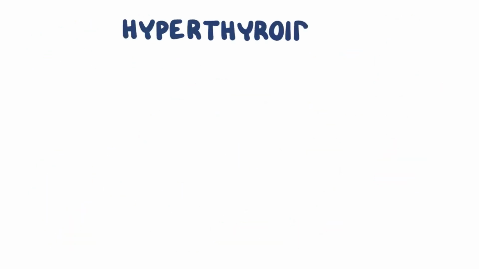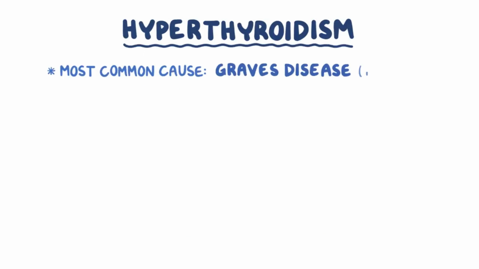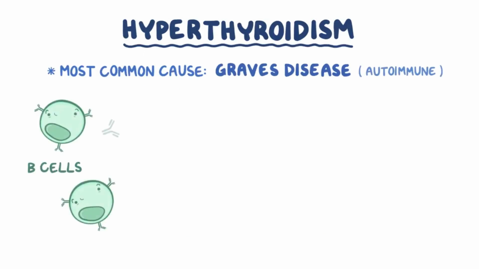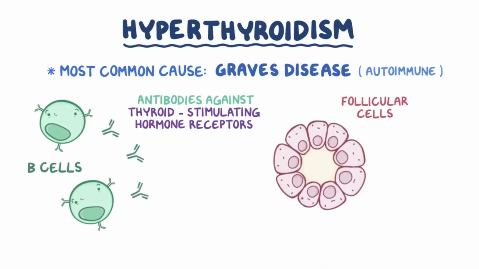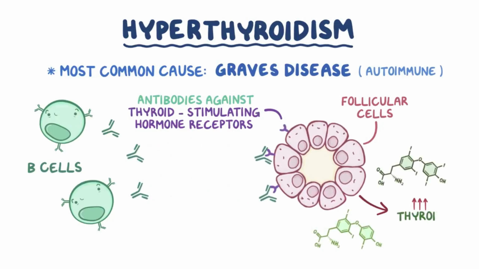Now, hyperthyroidism can happen in a few different ways. The most common cause is Graves' disease, an autoimmune disorder where B cells produce antibodies against thyroid-stimulating hormone receptors on follicular cells. These antibodies bind to the receptors and activate them, which causes the thyroid follicles to grow and produce more thyroid hormones.